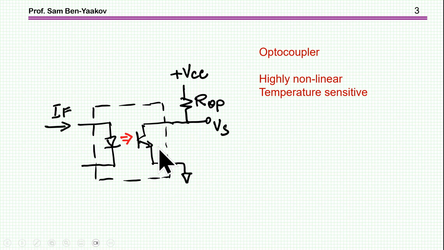But this arrangement is extremely nonlinear and very temperature sensitive, so you cannot consider it as a linear amplifier or linear transfer function. It's highly nonlinear. Yet it has many applications. I'll discuss it later on, but this is not a linear transfer function or linear amplifier.